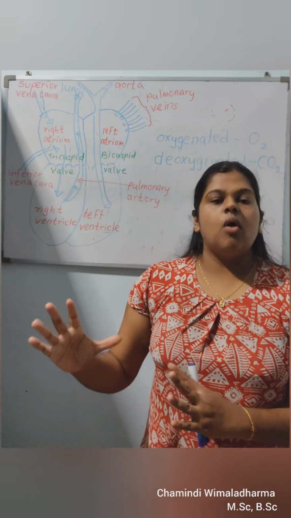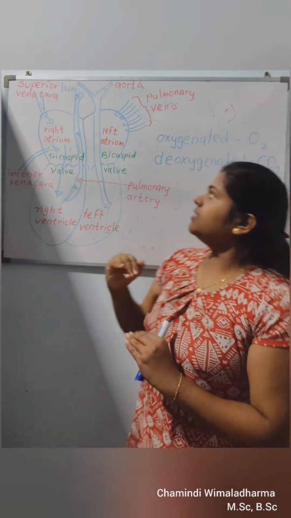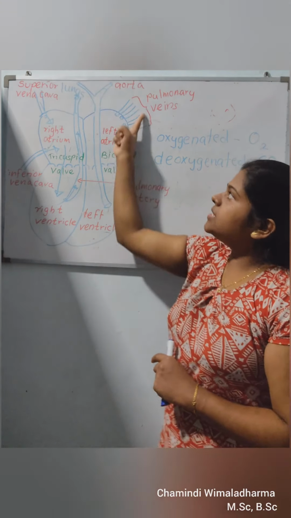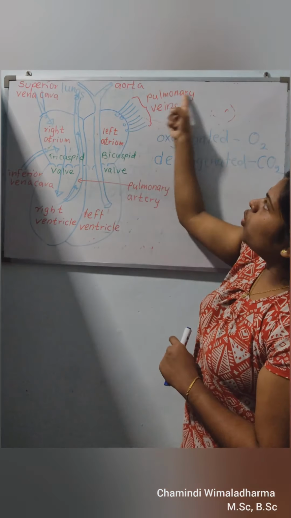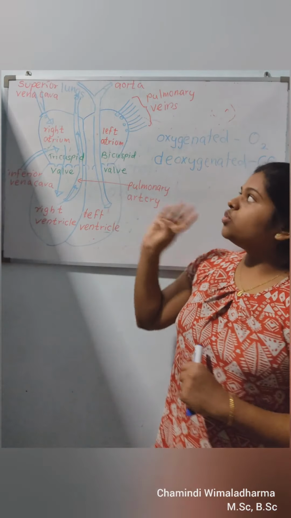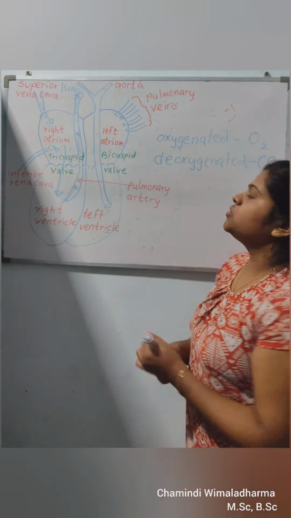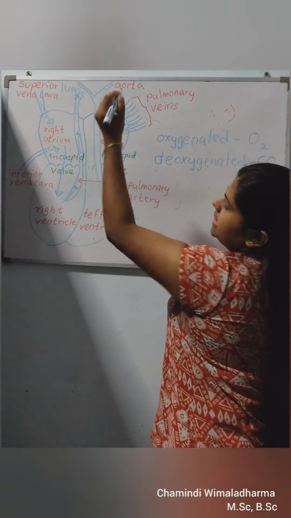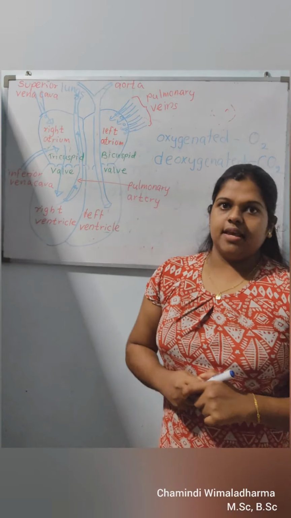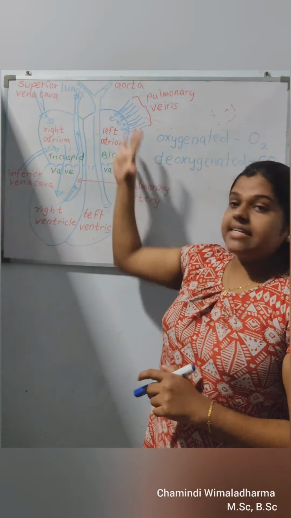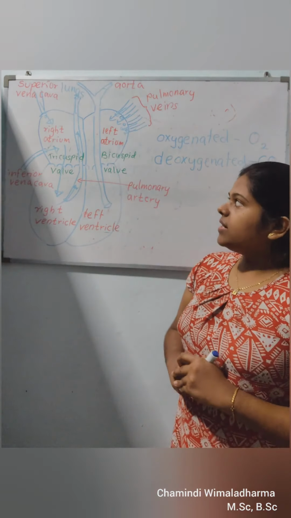This purified, oxygenated blood then comes to the left atrium. From the lungs it comes to the left atrium through the pulmonary veins. There are 4 pulmonary veins. Through these pulmonary veins the blood comes to the left atrium. The same thing happens: when the left atrium gets filled with the blood, what happens?